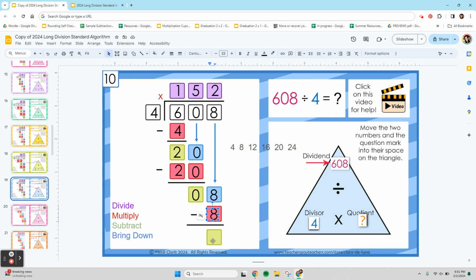8 minus 8 is 0, so there's 0 remainder, no remainder, which means 608 can be perfectly divided into 4 groups. If you made 4 groups, there'd be exactly 152 in each group with nothing left over. And you should be able to double check this. 4 times 152 is 608.